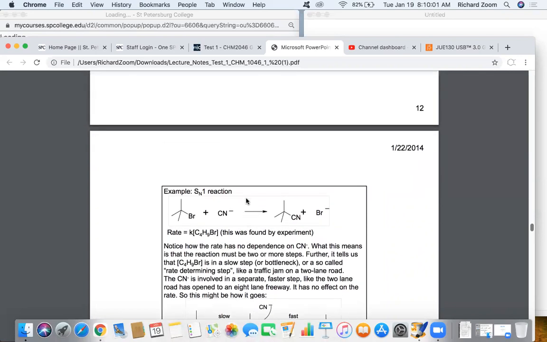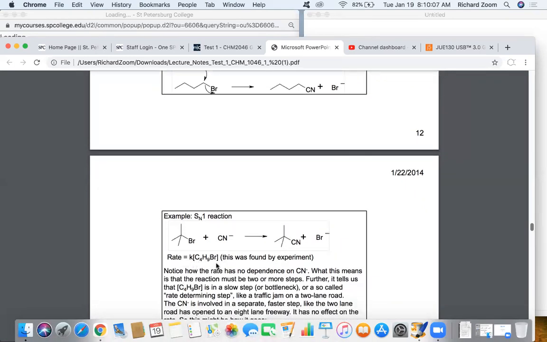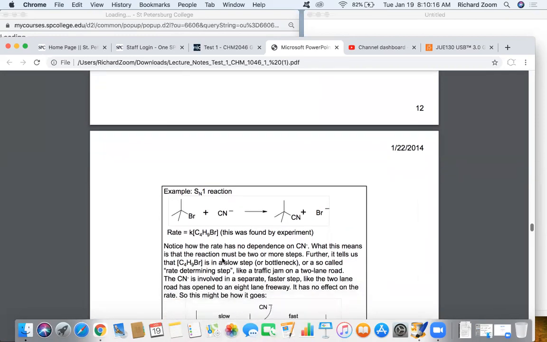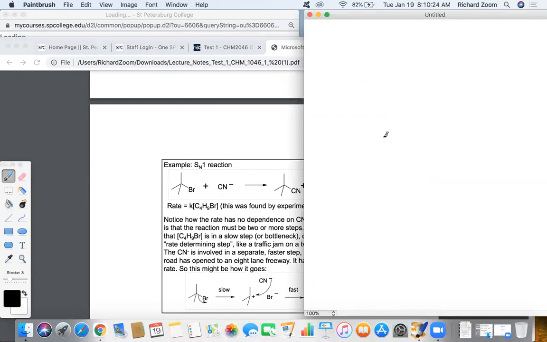The only thing I really want you to understand is that if something's in the rate equation, it means that the rate depends upon it. And if something's not in the rate equation, it means that the rate doesn't depend on it. If it's not in the rate equation, it's because it's involved in some sort of faster step down the line. I'll give you a little bit of an example here just to show you what I mean by fast and slow steps.